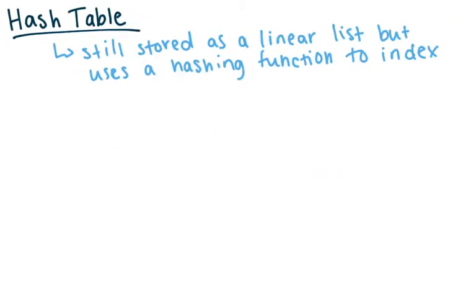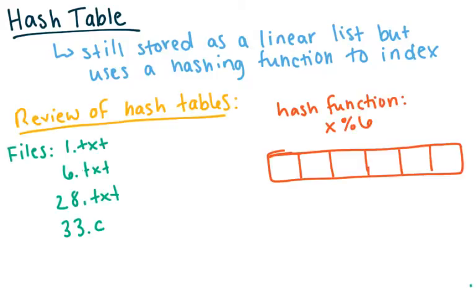Enter hash table. Hash tables are still going to be stored as a linear list, which could be an array or a linked list, probably a linked list, which we'll talk about in a second. It could be an array too, but we'll talk about it. But then we use this hashing function to index into it. So this is going to make searching a lot easier.